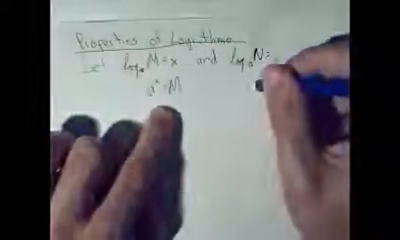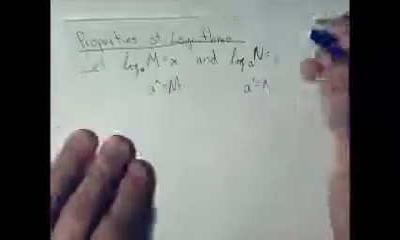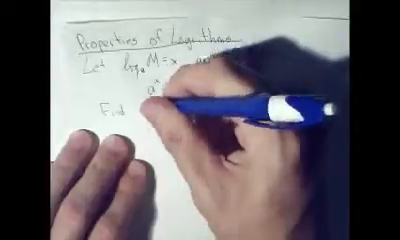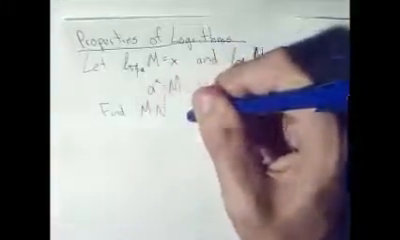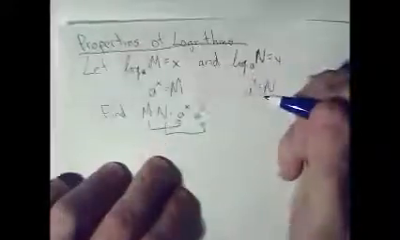I have a base of a, power of x equals m. Same over here, I have a base of a, power of y equals n. Well, what I'm going to ask us to find is the product of m times n. Remember, m was a to the power of x. n was a to the power of y.